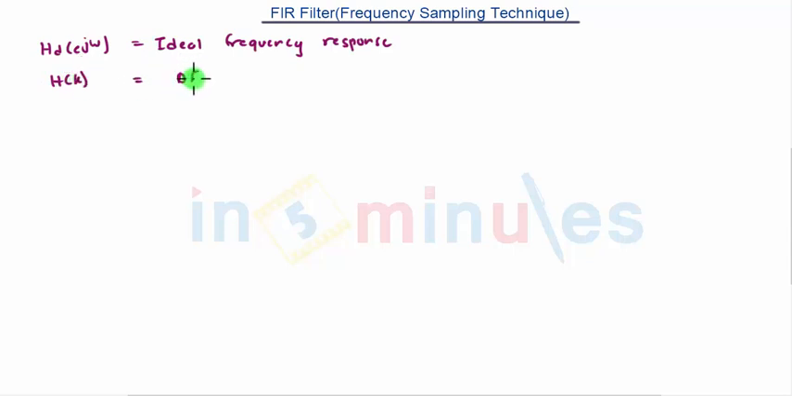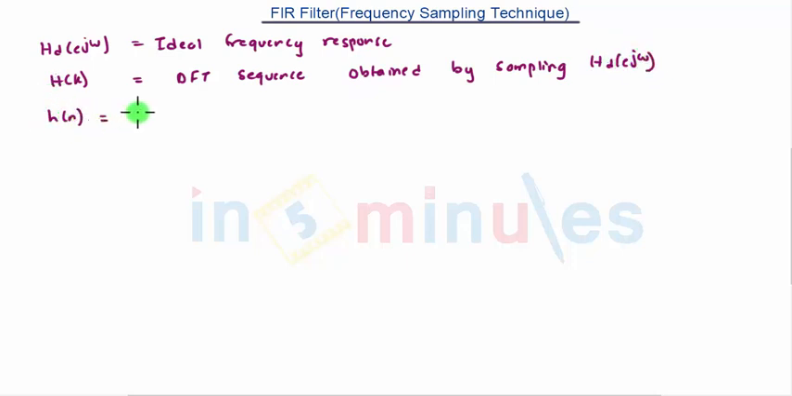Now, let Hd(e^jω) be the ideal frequency response. H(k) is equal to the DFT sequence obtained by sampling Hd(e^jω), and h(n) is the impulse response of the FIR filter. Now there are two types of design in this frequency sampling technique. Let us see the first type.